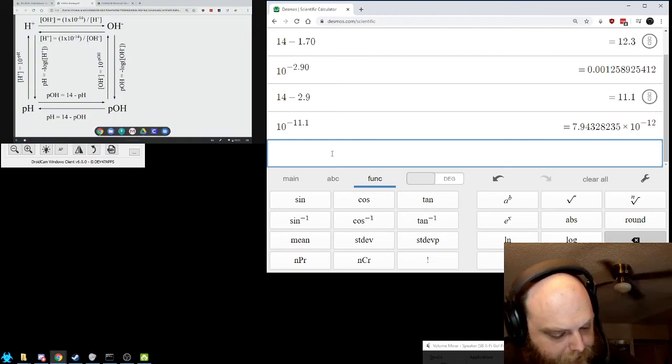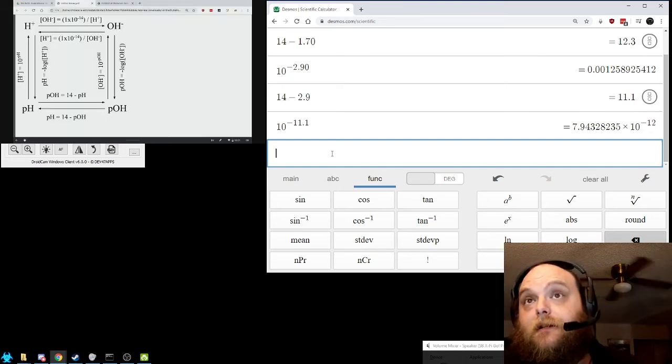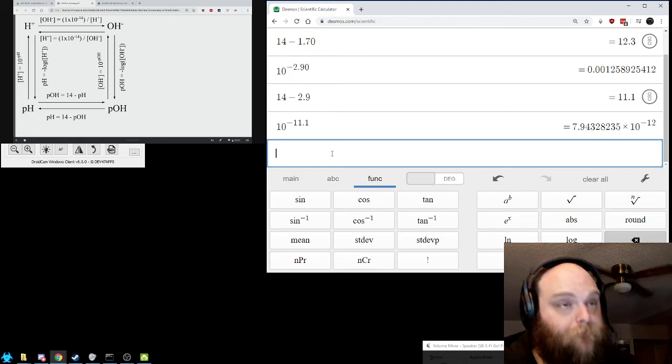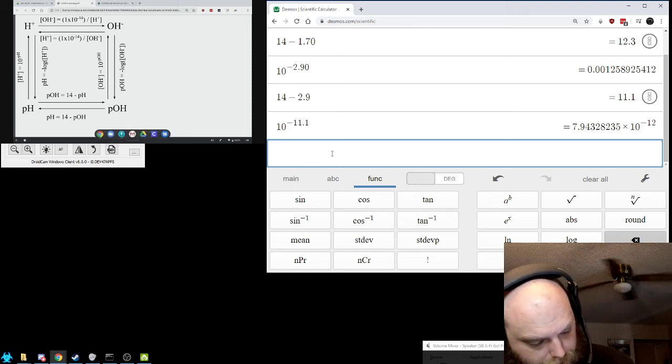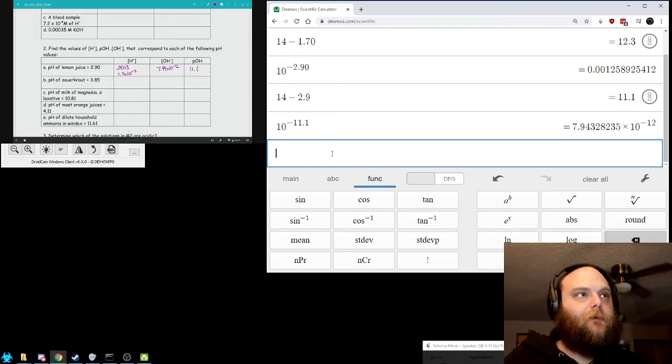Now I think I might have messed up here, so let me go back to make sure. So pOH is equal to 14 minus the pH. Okay, yep, that's my pOH. Yep, we're good. So that's how we figure that chart out.